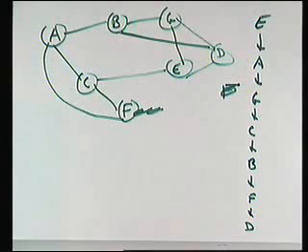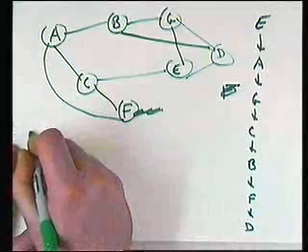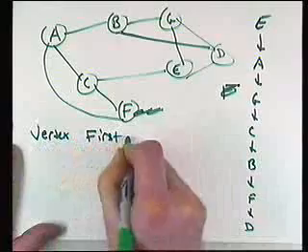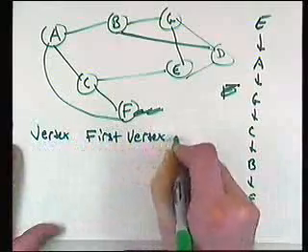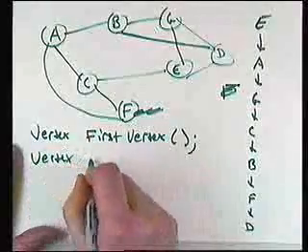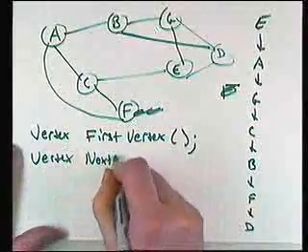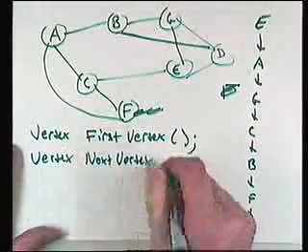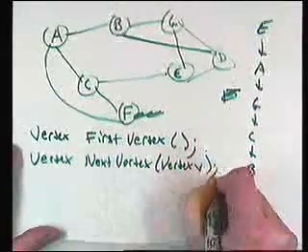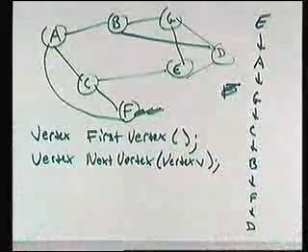So what we can do is write 2 methods. We can say vertex, first vertex, and vertex, that's the return type, next vertex, vertex V. And those would be 2 functions we can use.